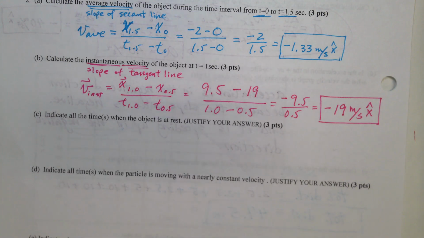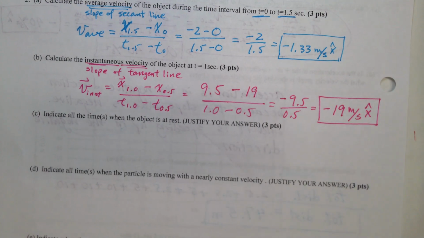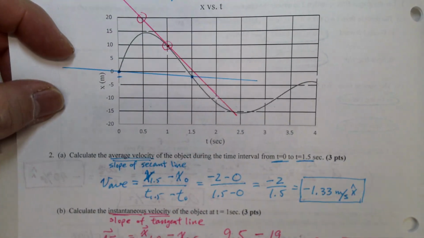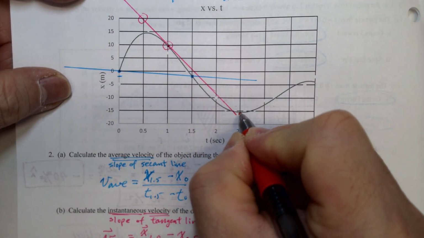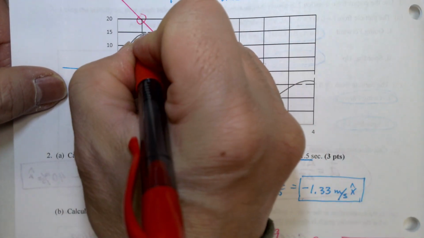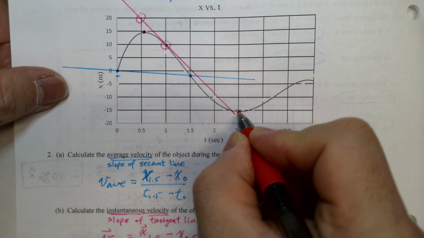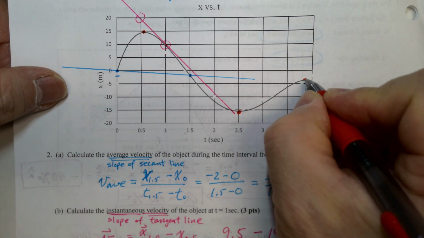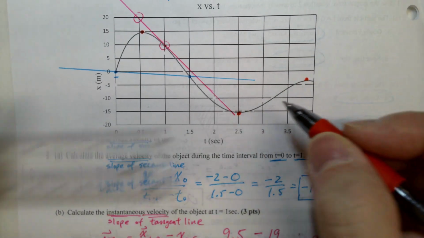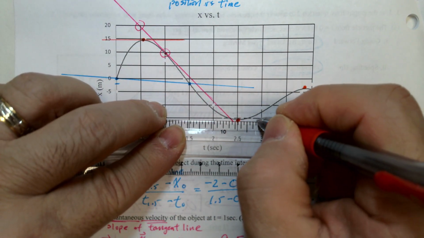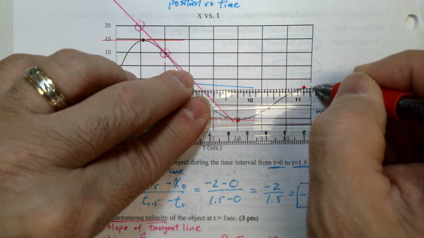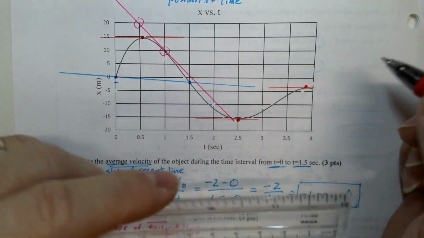Then what about C? Indicate all the times when the object is at rest and justify your answer. So when is the object at rest? Well, it looks like whenever it's flat. So here, this looks pretty flat right here. And so is this right here. This is flat. This is flat. This looks a little flat right here. Right? So these 3 times, the instantaneous velocity at those times will be 0, right?